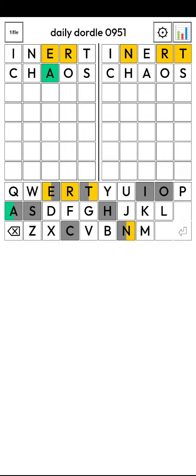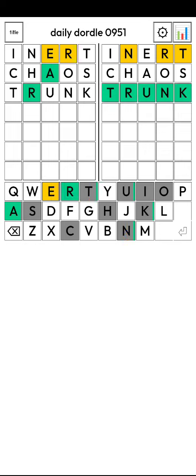So left hand side could be ready, but I think I'm a little bit more confident on the right hand side. Let's try trunk. I'm sure there's other things it could be, but testing the U as the only remaining vowel is not going to be a bad idea, is it? And indeed it is trunk, and it tells me it's not ready on the left. So that was good tactics all round, I think.